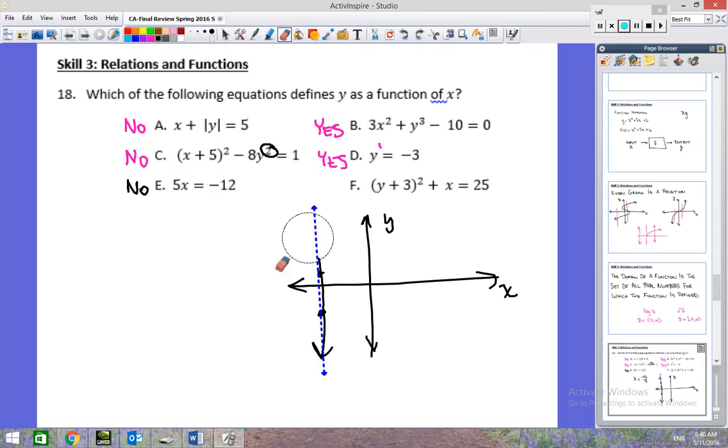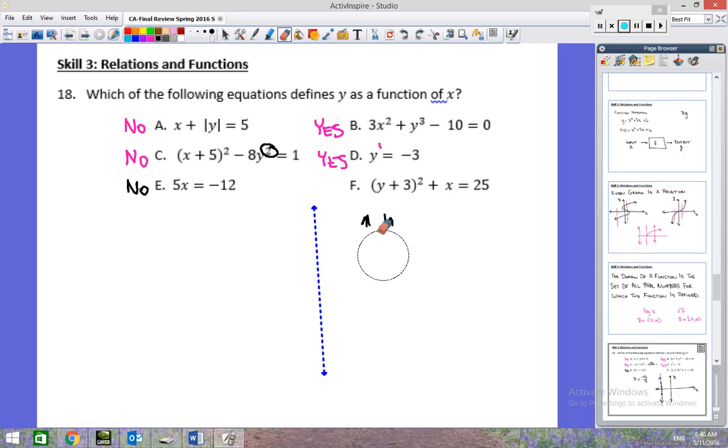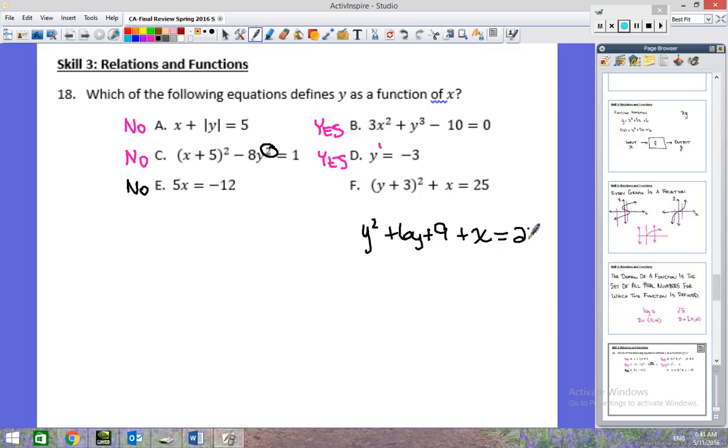And if we look at this F, we see that y plus 3 quantity squared, if you were to FOIL that out, if you were to multiply that out, then because this exponent is 2, y is eventually going to be squared. Just like here in C, you have an even exponent on the variable y, we have an even exponent on the variable y, so this is not going to be a function.